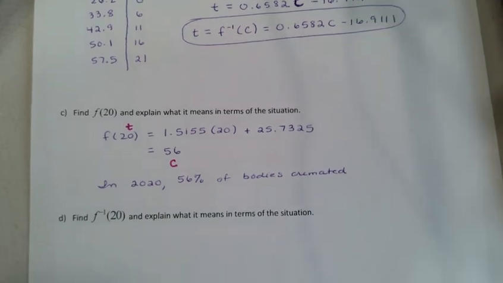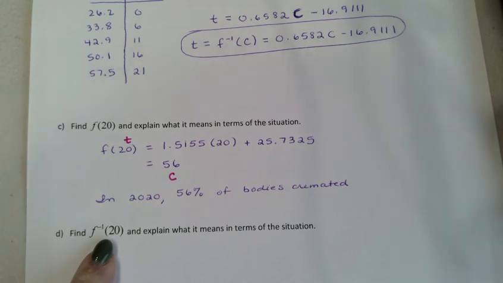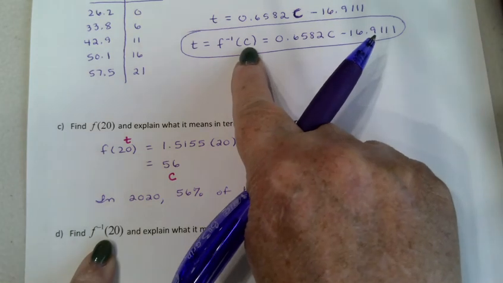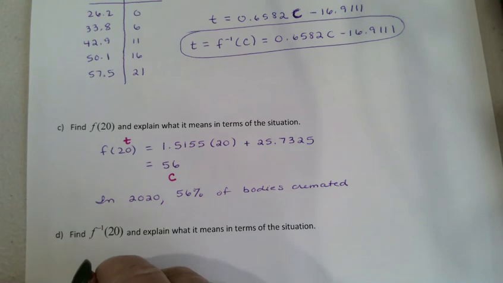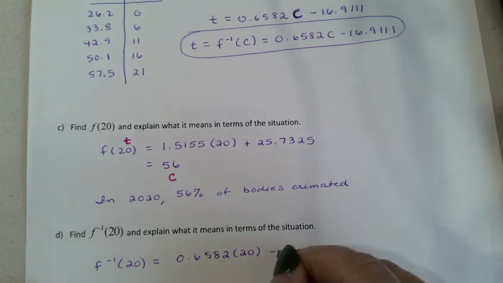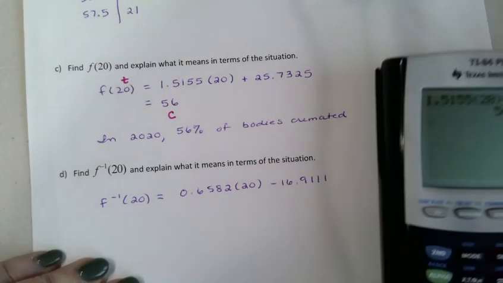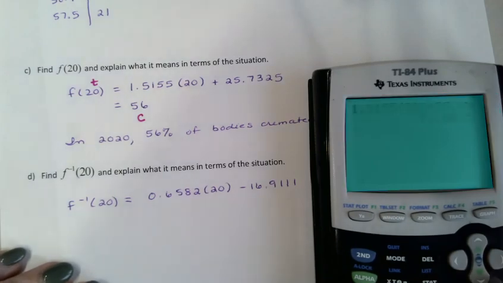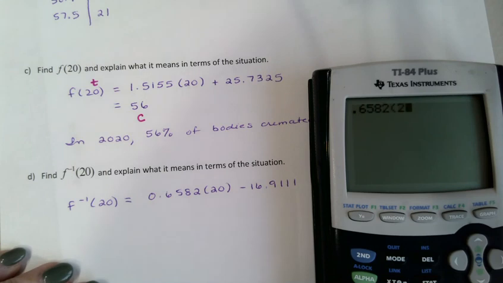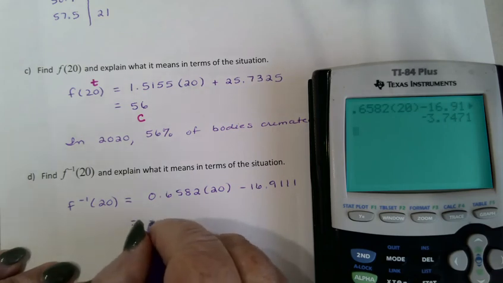All right, the fourth question, I guess technically, part D, asks us to find F inverse of 20 and explain what that means. So now I'm going to plug 20 into my F inverse equation. Notice it's going to be a C value this time. F inverse of 20 is 0.6582 times 20 minus 16.9111. And again, we'll grab the calculator for that. And let's see, I get about negative 3.7.